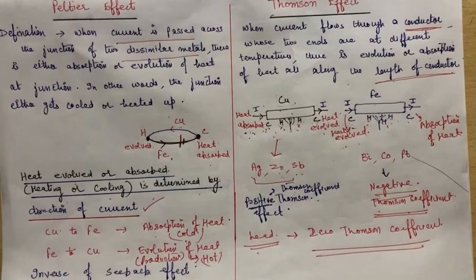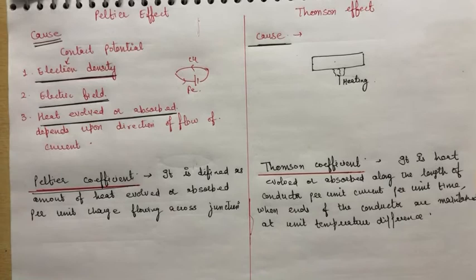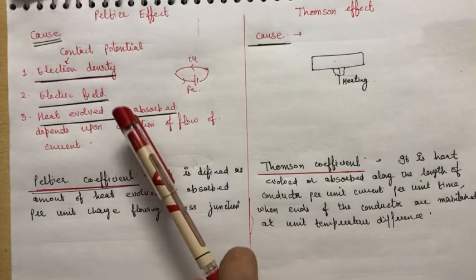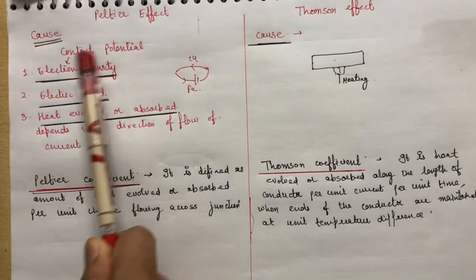Then next, that is very, very important about these effects: what is the cause of these effects, the Peltier effect and the Thomson effect? So the main cause may be similar in both cases. Contact potential, which depends upon electron density.